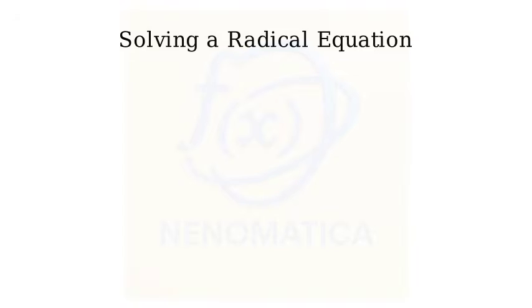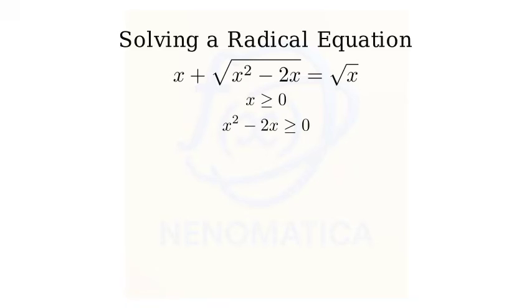In this lesson, we will solve a radical equation step by step. The equation is x plus the square root of x squared minus 2x equals the square root of x. Step 1. Determine the domain so that every square root is defined. We need x greater than or equal to 0 from the term square root of x, and x squared minus 2x greater than or equal to 0 from the other radical.